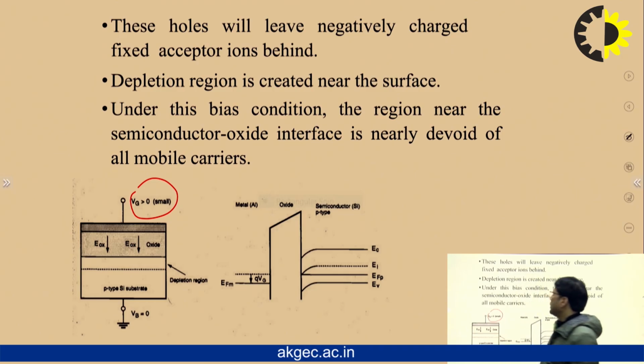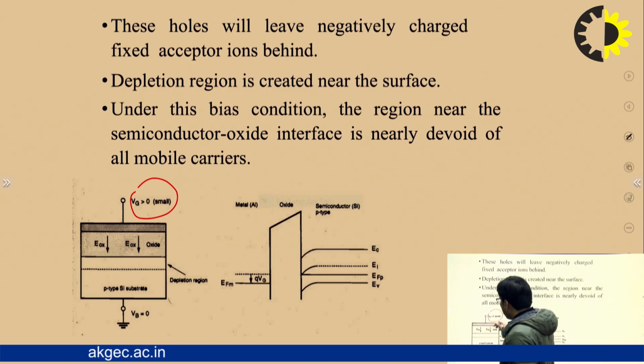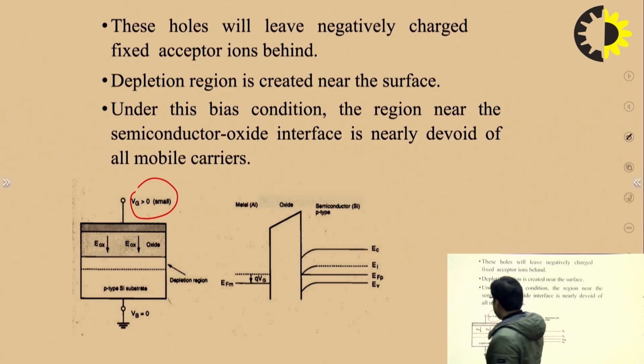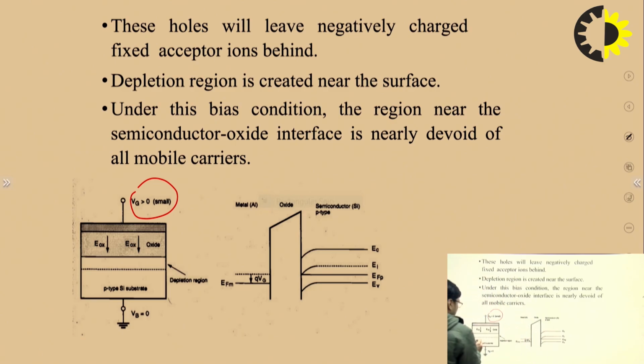A small voltage, that is some small positive value at the gate terminal. So if you apply the positive voltage, in the p-type, the holes are repelled from the interface, and electrons are getting attracted towards the interface. Holes repel, electrons get attracted due to the positive voltage applied at the gate terminal.